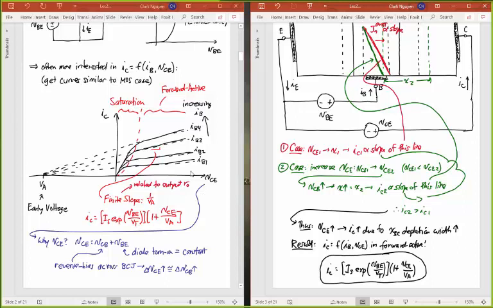Okay, so with that, I'm going to stop talking about physics, at least for the moment. I'm going to come back to physics when we start talking about high-frequency analysis. But right now, we know enough about physics to be able to start talking about circuit design using bipolar and MOS transistors. So let's now proceed to do that.